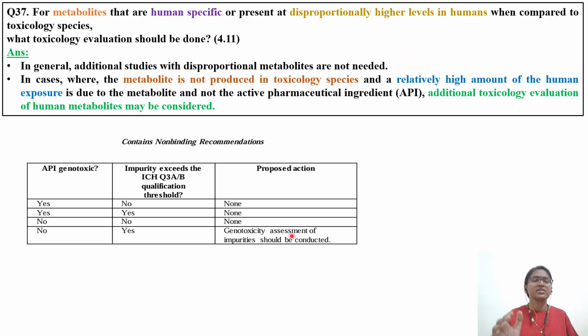Either you will go for the Ames assay, and in that also again you will be proving. Then you will be going for the other two battery of genotoxicity tests, like the micronucleus assay and chromosome aberration. And if it is severely exceeding the limit, then you have to go for a 14-day tox study or like that. You have to establish an NOAEL and you have to derive the permitted daily exposure. So that is the background behind this particular table.